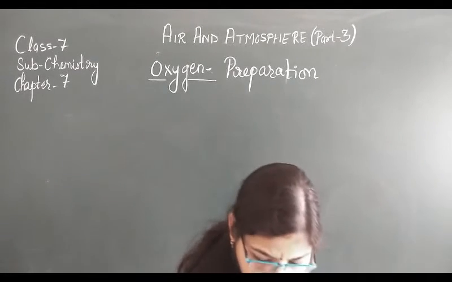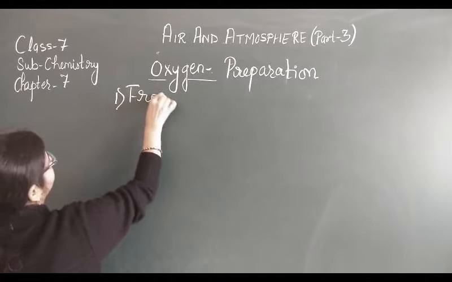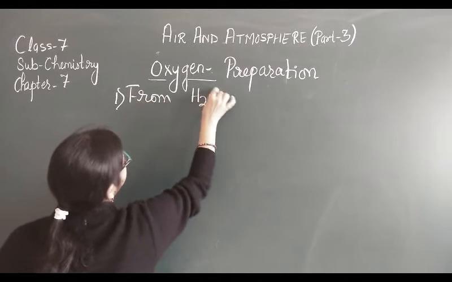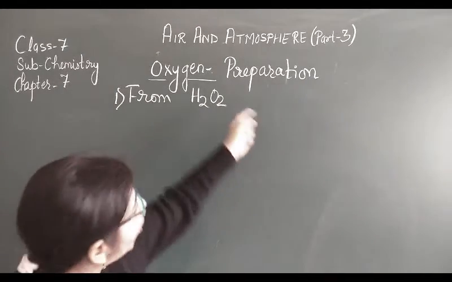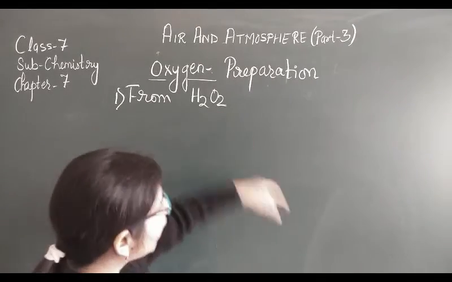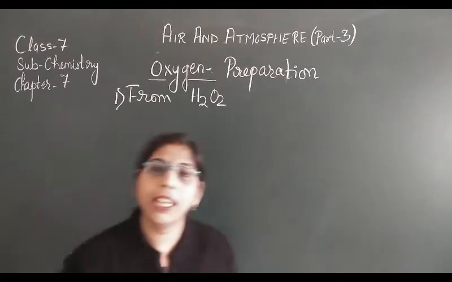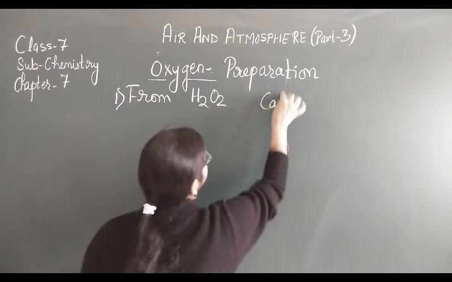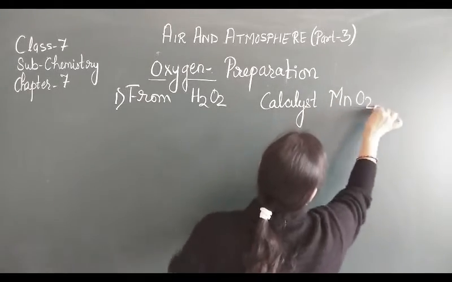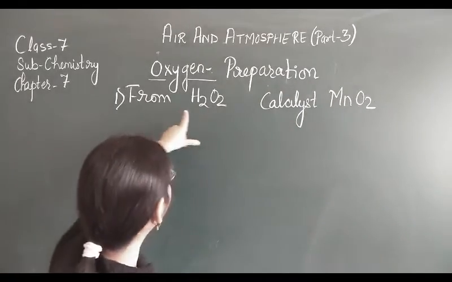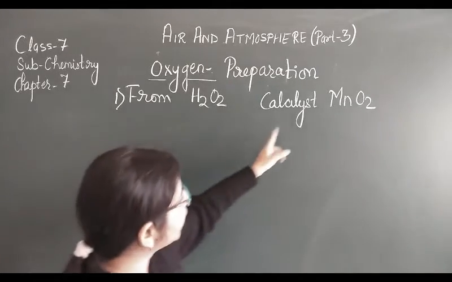First, with the hydrogen peroxide, H2O2 is the molecular formula of hydrogen peroxide. When oxygen is prepared in the laboratory using hydrogen peroxide, the decomposition of hydrogen peroxide takes place in the presence of one catalyst, and that catalyst is MnO2, manganese dioxide. That means H2O2 decomposes to form oxygen in the presence of the catalyst MnO2.